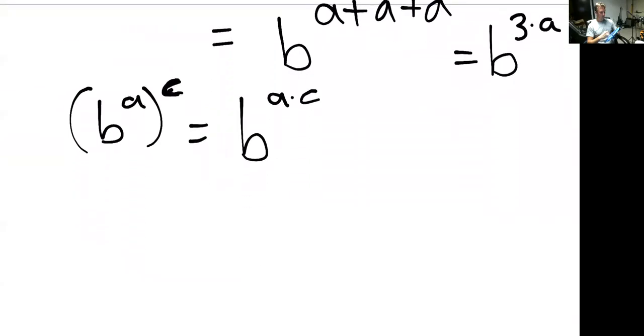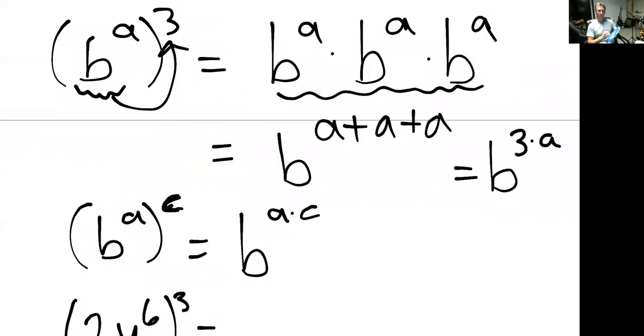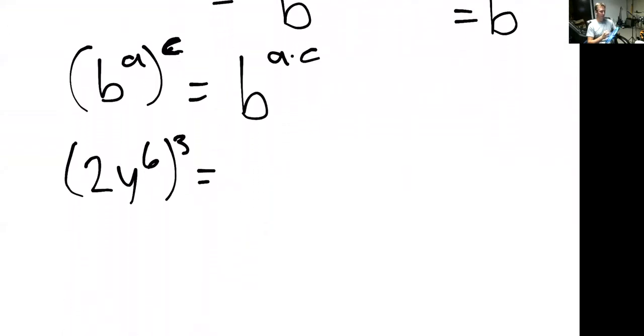We could do some numerical examples, but we'll jump right into the algebraic one that was given in the questions. 2 times y to the sixth, raised to the third power. You could do this the way I did it up here, with 3 of these things multiplied together, or you could use the rule that I just gave you. But this is a little more complicated because we've got a product of things here. So I'll do it the first way as well as the second way. So this is 3 of these things multiplied together.